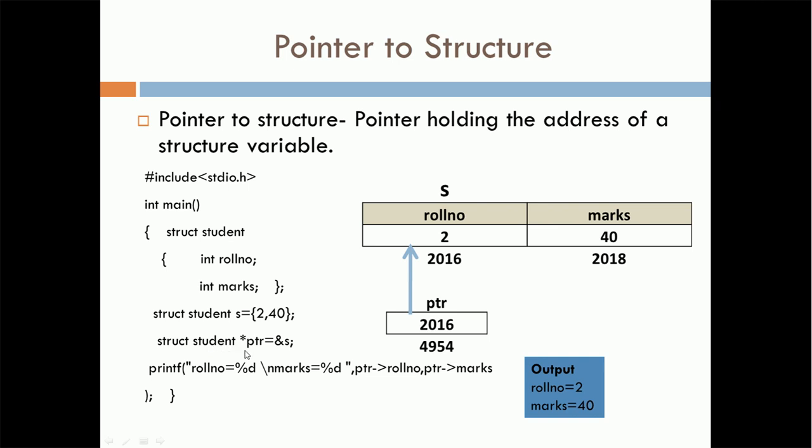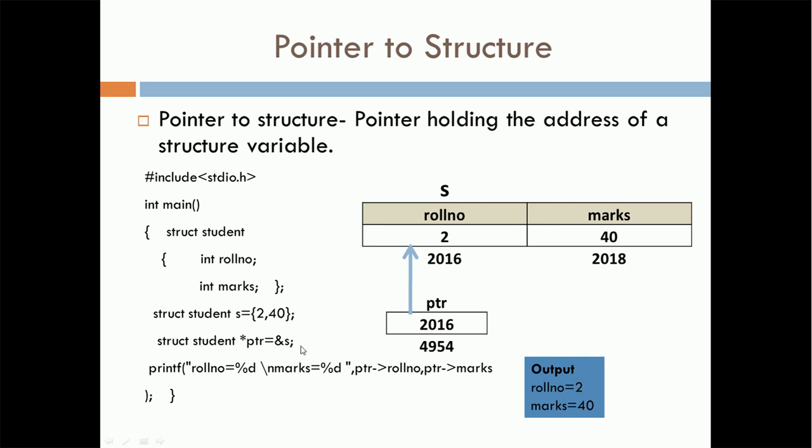Now ptr can hold the address of any variable which is of type student. So we have written ampersand, we have assigned the address of s to the pointer ptr. For that we have written ampersand s here. So ptr equals ampersand s, that means ptr is holding the address of structure variable s. So ptr can now point to the structure variable s.